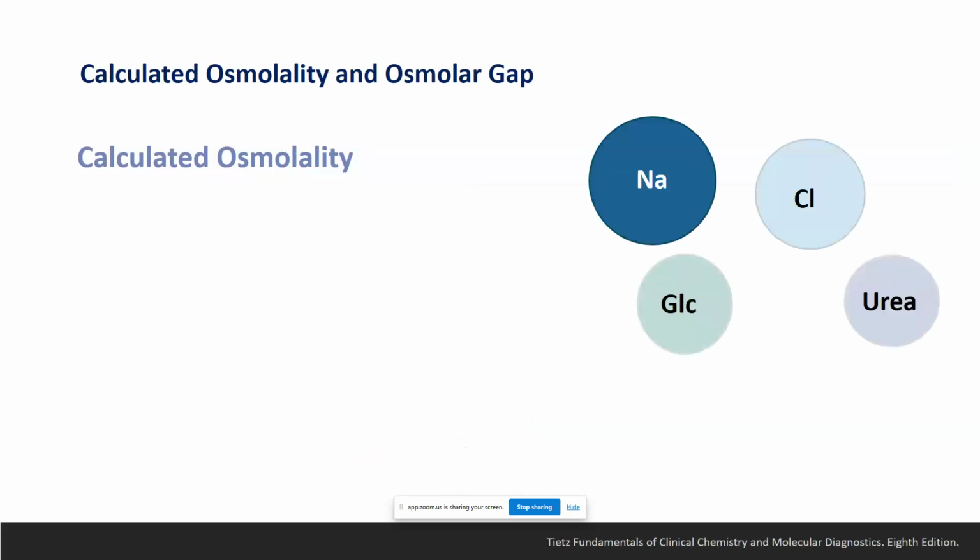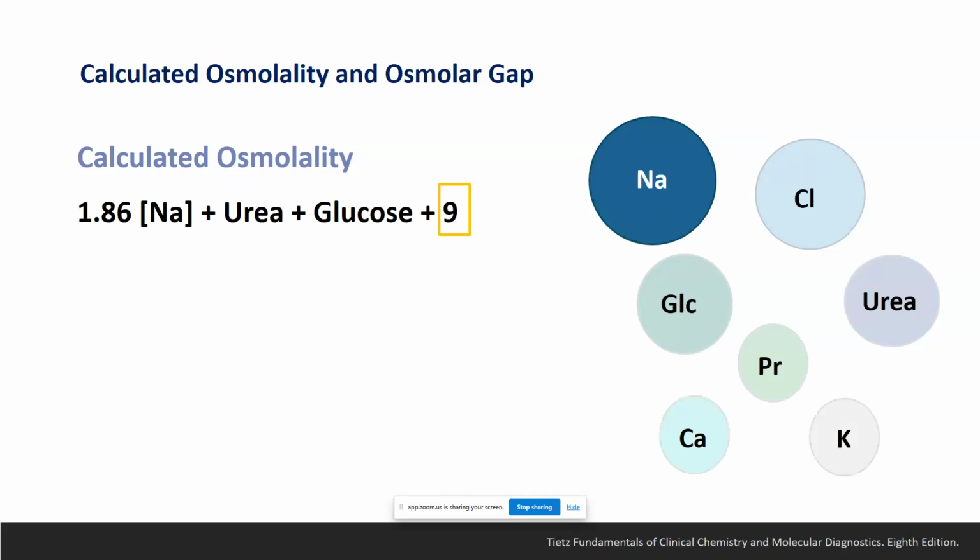As mentioned, there are major osmotic substances. The major osmotic substances in plasma are sodium, chloride, glucose, and urea. Thus, the expected plasma osmolality can be calculated from this equation that incorporates those osmolytes. The 9 that is added represents the contribution of other osmotically active substances such as potassium, calcium, and proteins. And the 1.86 is 2 times the osmotic coefficient of sodium, which we mentioned earlier, being 0.93, because it reflects the contributions of both the constituent ions, i.e.